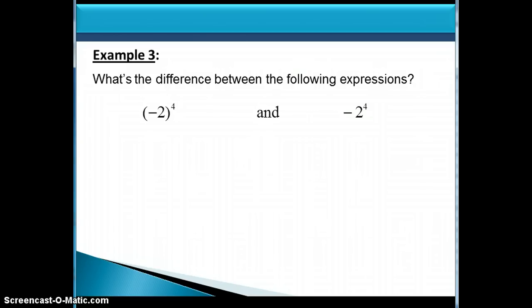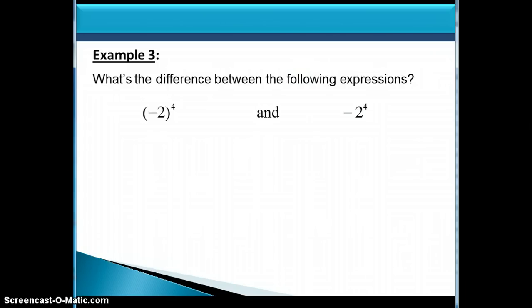Well, at first glance you probably notice that one has parentheses and the other one does not, but otherwise they look exactly the same. And you might be thinking, well, they both look like I'm raising negative 2 to the 4th power. Well, not exactly. The parentheses do make a difference here. When you look at the expression that has parentheses, the parentheses is telling you that you need to raise negative 2 to the 4th power. So you're including the negative sign in that exponent.